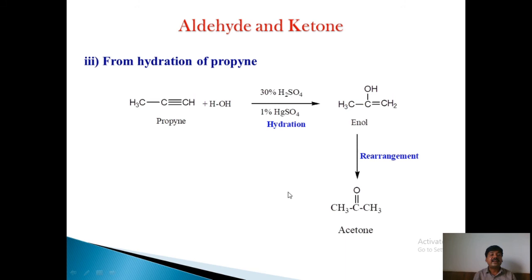Then the third one is hydration of propyne. Hydration means the addition of water, and rearrangement I already told you. When propyne is hydrated with water in the presence of 30% sulfuric acid and 1% mercury sulfate, it produces an enol as an intermediate. After that, rearrangement of this compound forms acetone, that is our target compound. These are the three methods for the preparation of acetone.